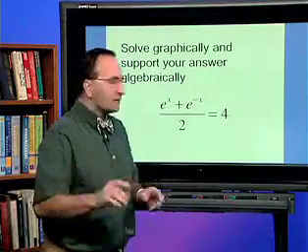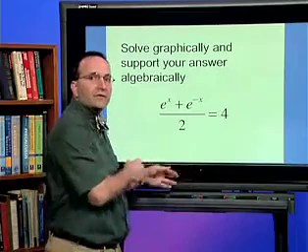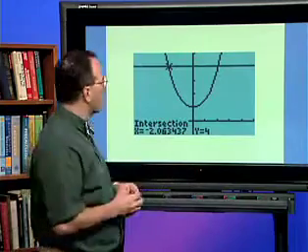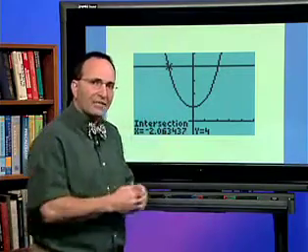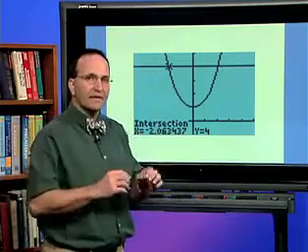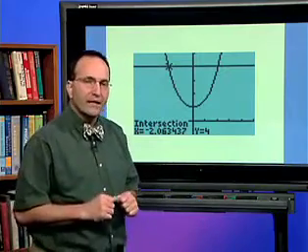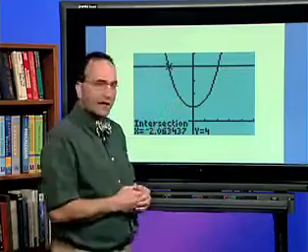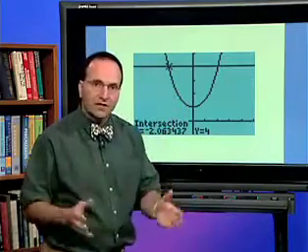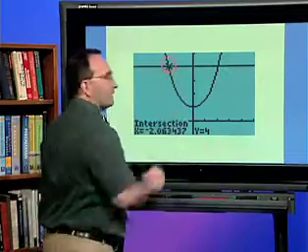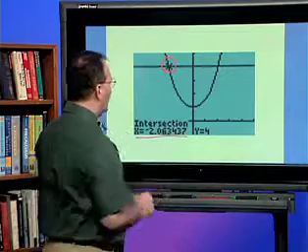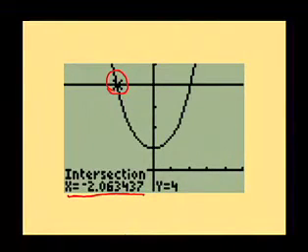As I said, let's first do this graphically. So you enter that into your grapher, and here's the graph. Notice that the left-hand side, e to the x plus e to the negative x divided by 2, is an even function. And remember, with even functions, we expect symmetry, which we see in this parabola-shaped graph. The first solution the grapher gave us is x approximately equal to -2.06, rounded off.